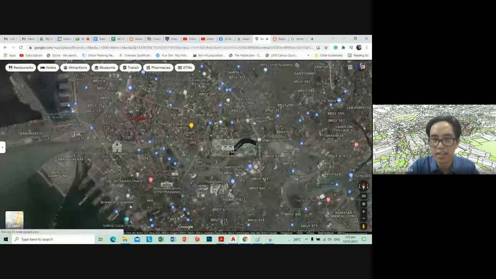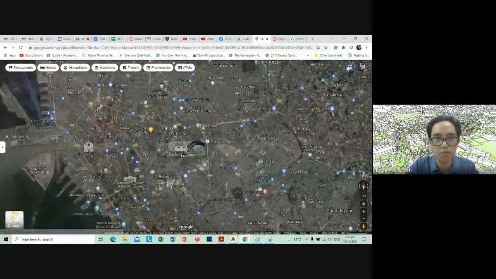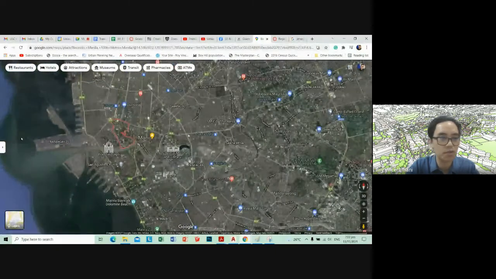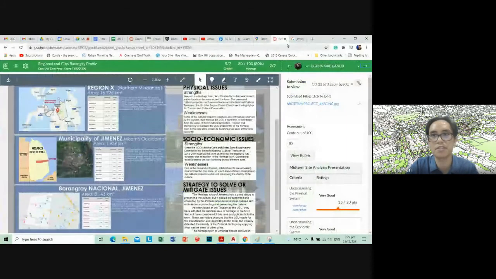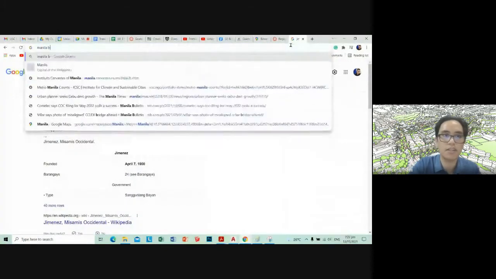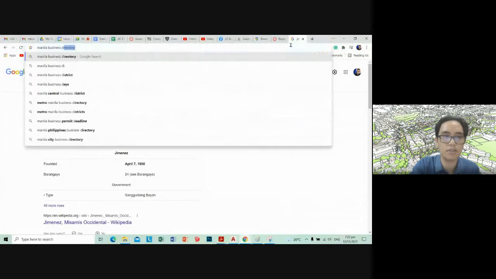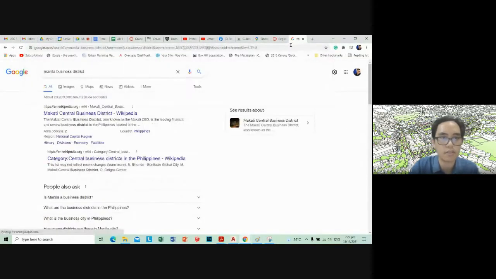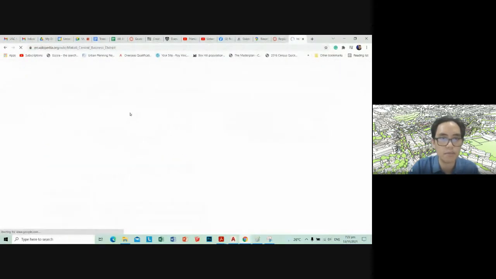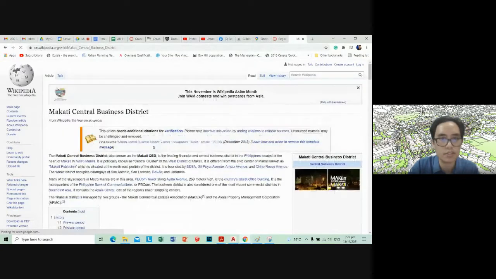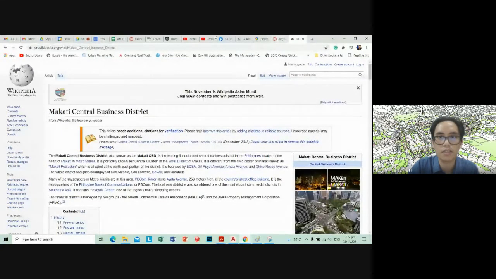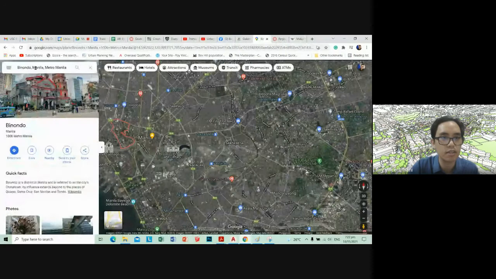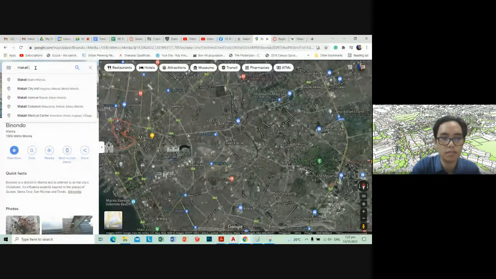I think the new business district is now further outwards. So we could probably just Google Manila Business District. Manila Business District is now Makati CBD. So I'll just try to locate this. Makati CBD.